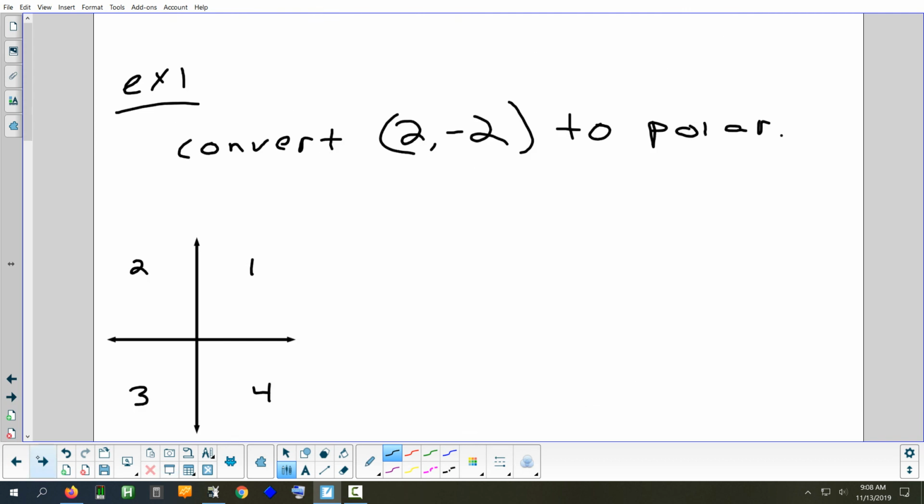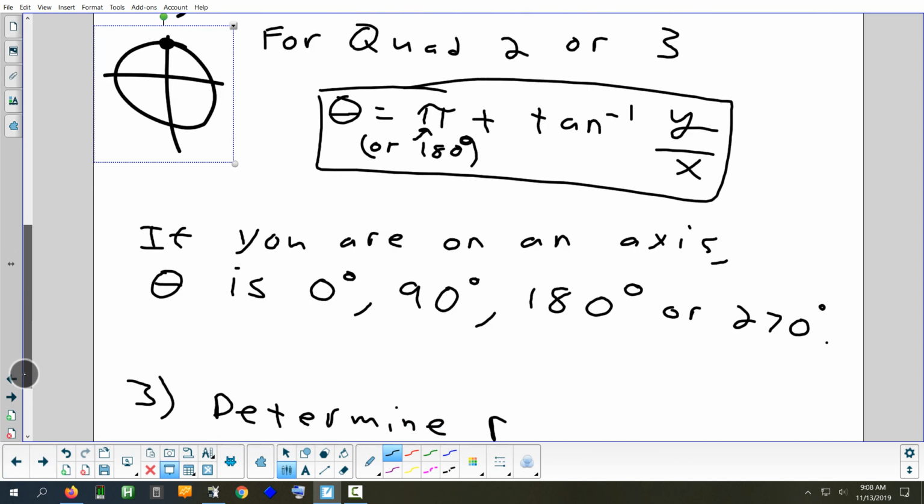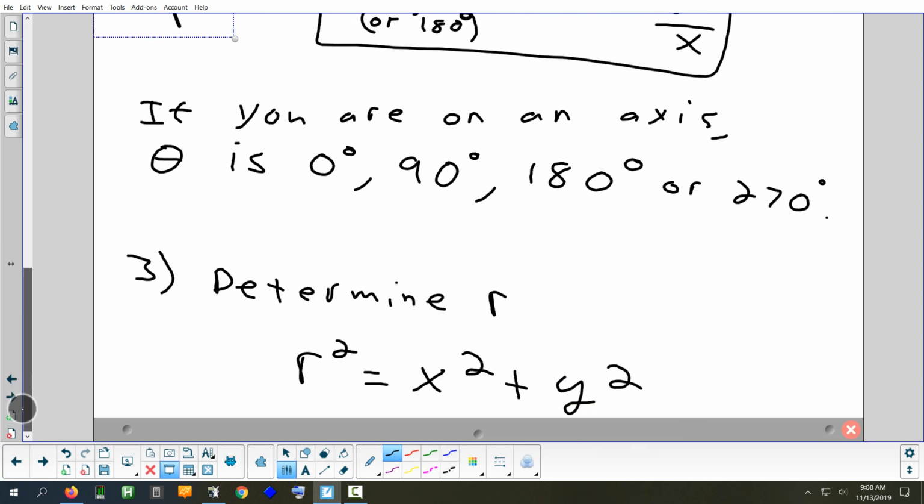Good. Okay, so there's a coordinate, 2, -2. And they want you to convert that to polar. What was the formula for radius?